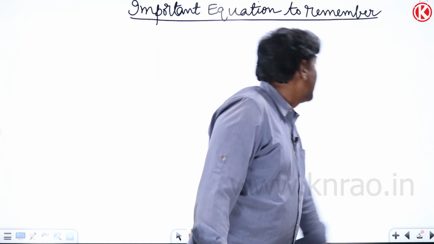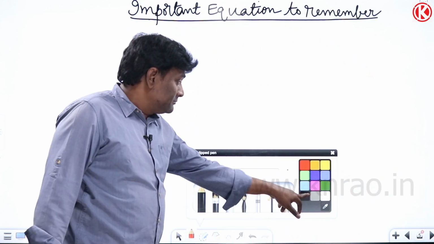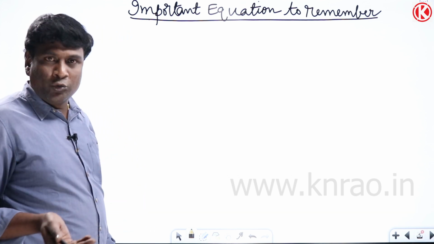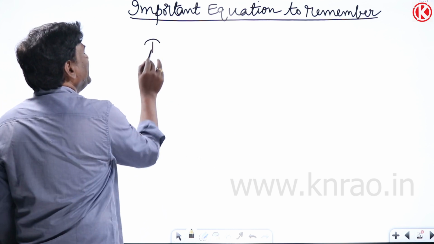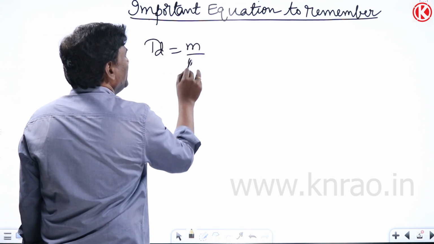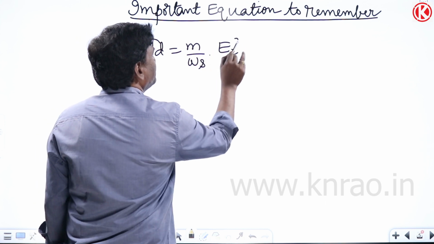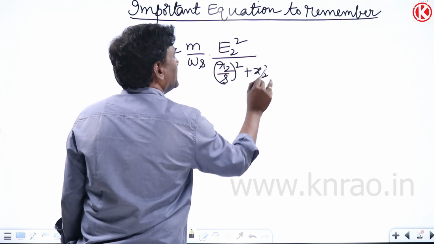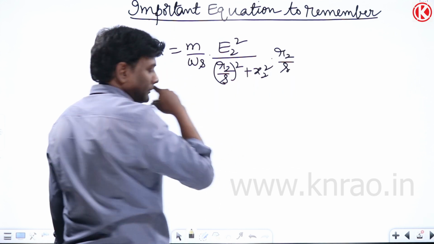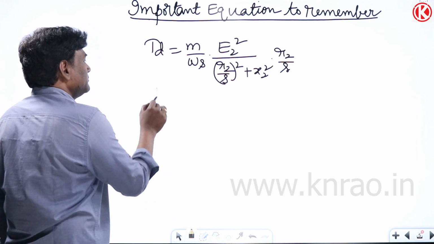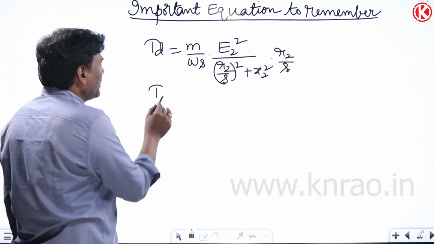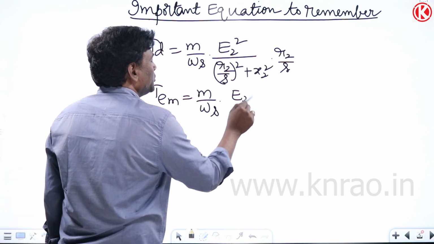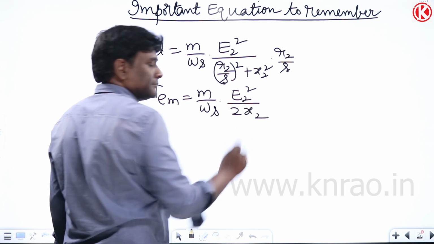Now let us think of a very important equation. This has to be remembered because multiple times they will give questions from this area. TD is going to be m by omega s into I2 square R2 by S. What is the maximum torque, TEM or TDM? Maximum torque TM is going to be m by omega s into E2 square by 2x2.